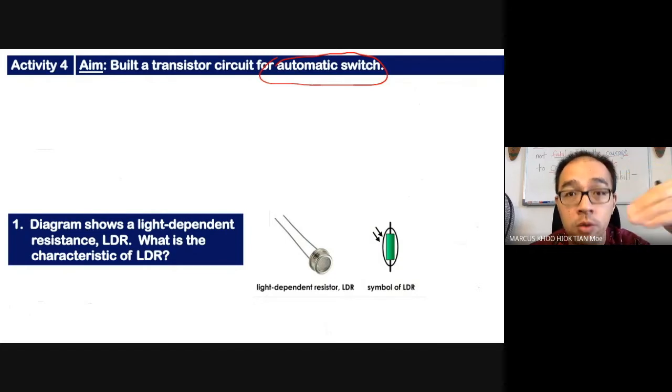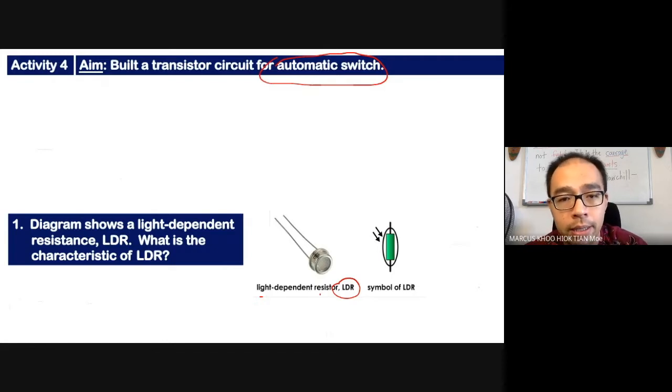Okay, and how to get a bigger voltage is to get a bigger resistance. So, another component that is very important is this thing called LDR. We call this a light-dependent resistor. Okay, so a light-dependent resistor, it is a resistor yang bergantung kepada cahaya.